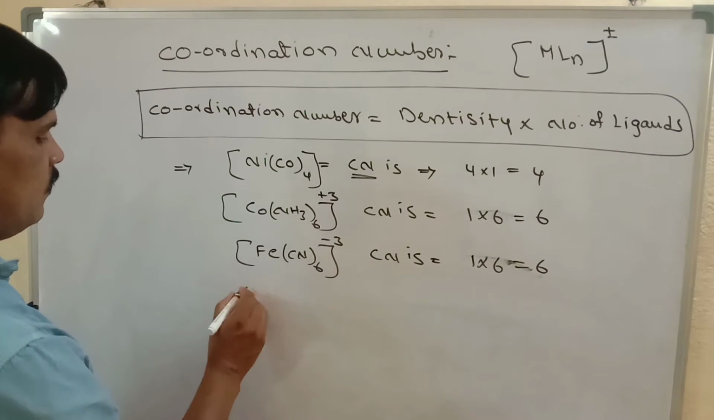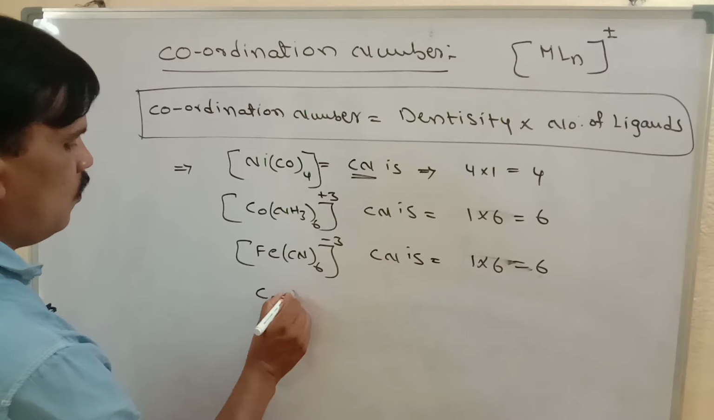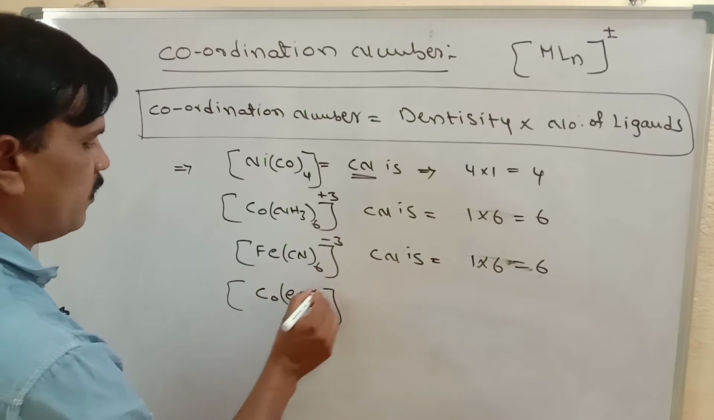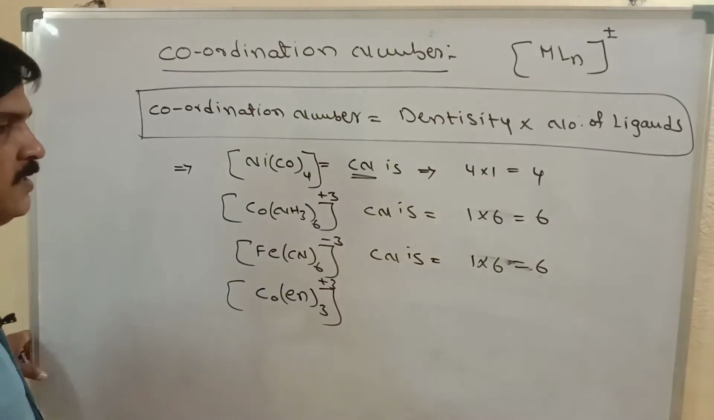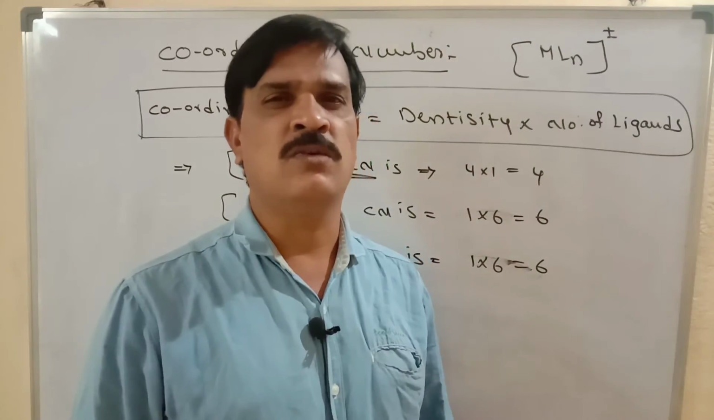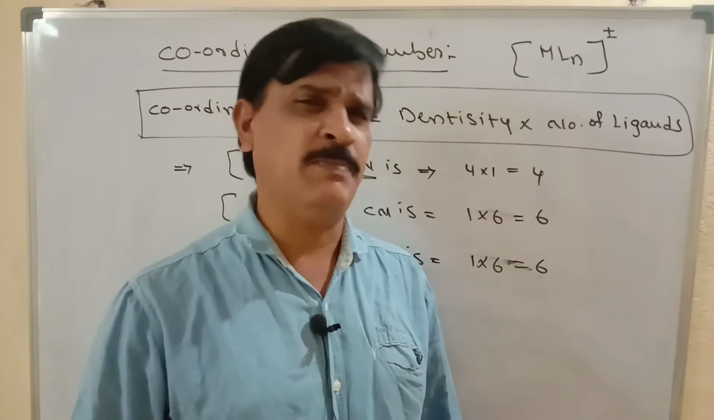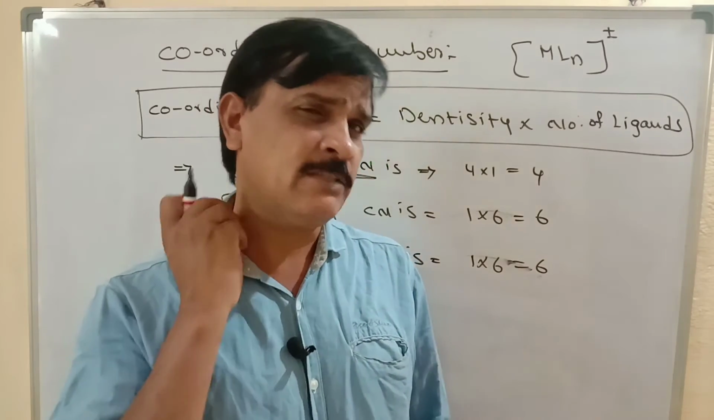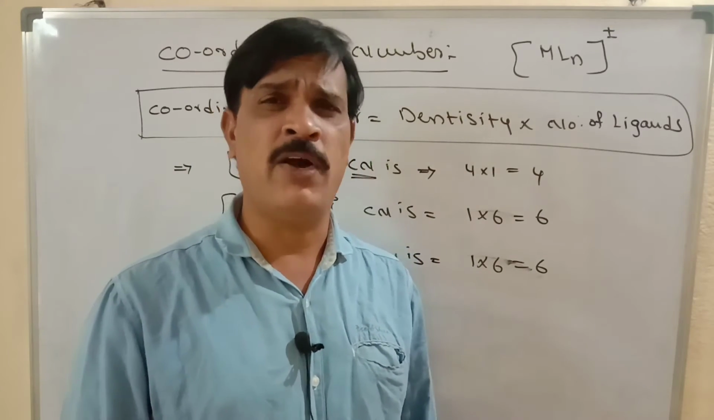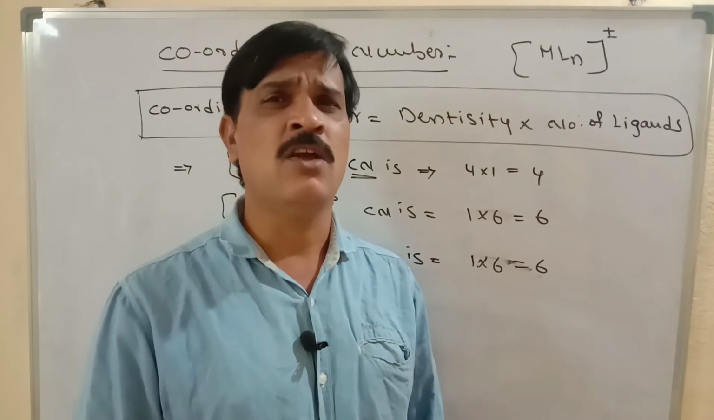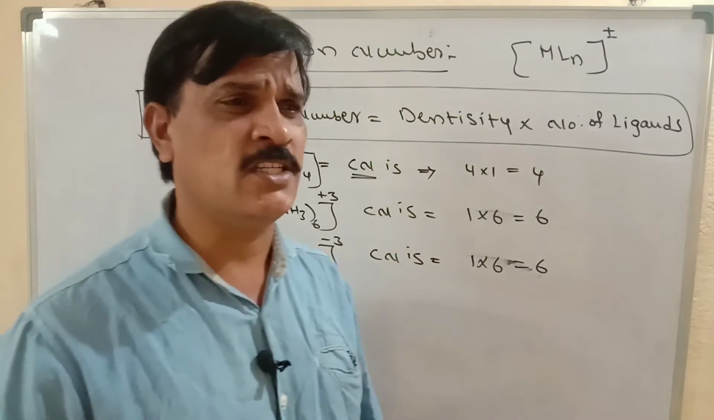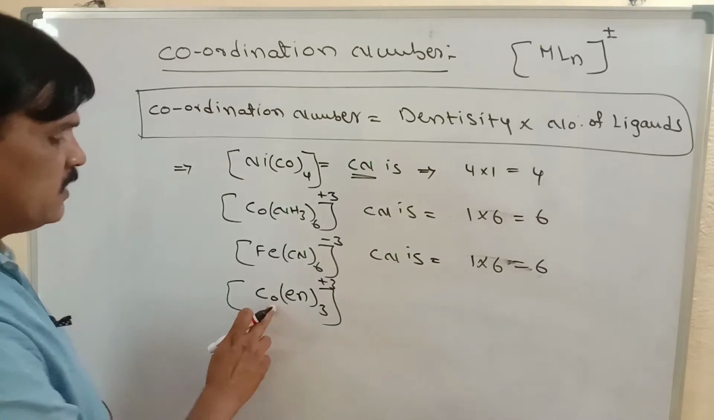Next, Co(en)3 3+, for example. Please remember it: in complex compounds, the cobalt oxidation state is almost always plus 3. 99.9% of complex compounds having cobalt have oxidation state plus 3. How to calculate the oxidation state, I will give in the next video.